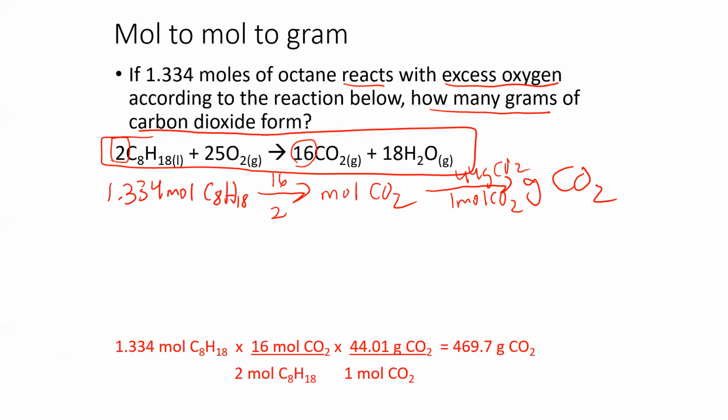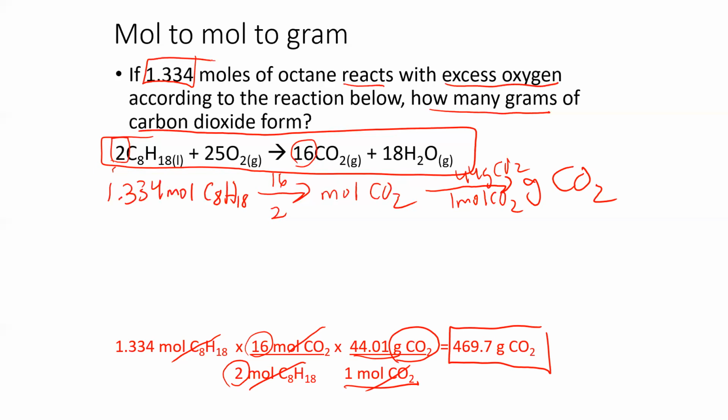And now I have my setup. So moles of octane cancel. There's 2 because that's my coefficient. I go to 16 moles of CO2. In 1 mole of CO2, there's 44 grams. The units of moles of CO2 cancel. I'm left with grams of CO2. And I leave my final answer with 4 sig figs because the problem started with 4 sig figs.